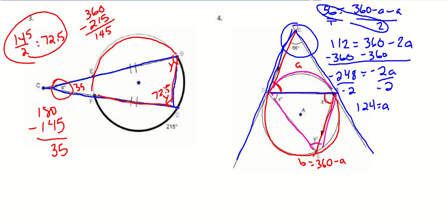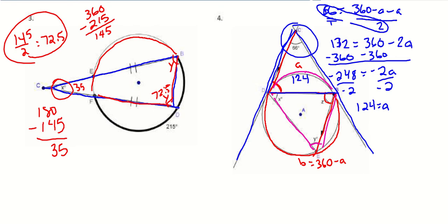Yep, 124. Okay, and that is the measure of this arc. So this is 124 degrees. And so now I should be able to figure out the rest of the stuff. I just realized that was 66, not 56. So I'm going to go back and change it to 66 here. So 66, right, which is going to make this 132.